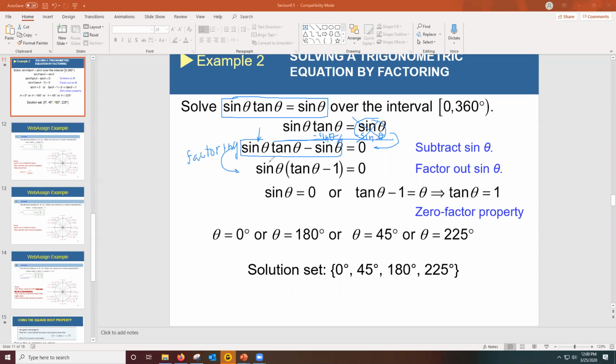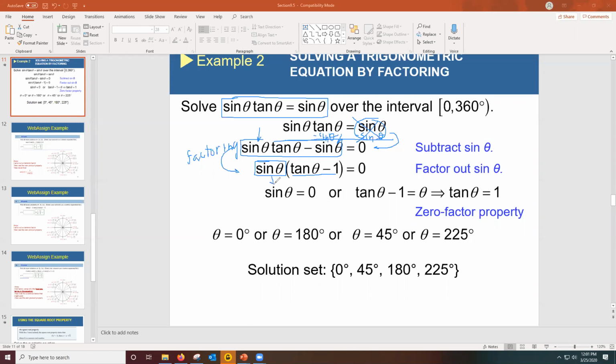Well, that means I can factor out a sine theta in front of the parenthesis. So I'm taking out a sine theta in front. If I do that, what I'm left with is tan theta minus 1. But this is where I have one quantity multiplying a second quantity equal to 0. So I'm going to break this up into two equations now.